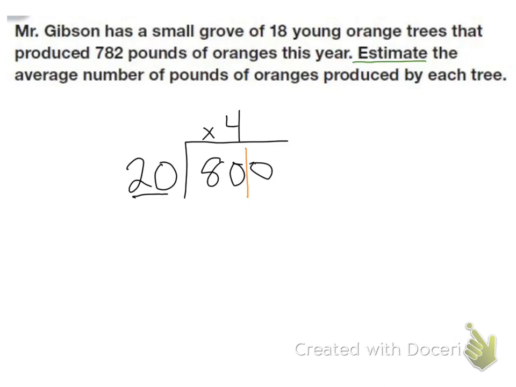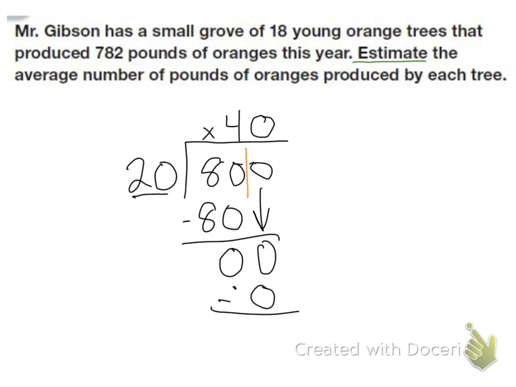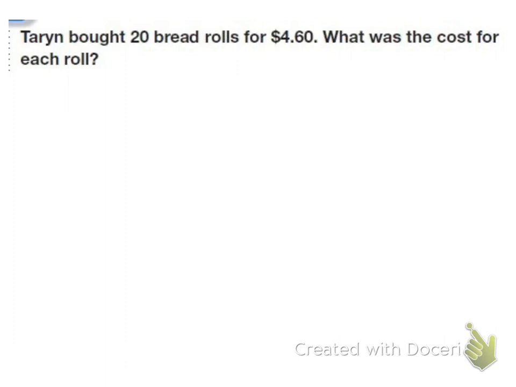So 20 times 4 is 80. I subtract. 80 minus 80 is 0. Bring down the 0. 0 divided by 20 is 0. Okay, and 0 times 0 is 0, and I subtract, I'm done. So I know that there is an average of 400 pounds of oranges produced by each tree. Okay, let's do another one.